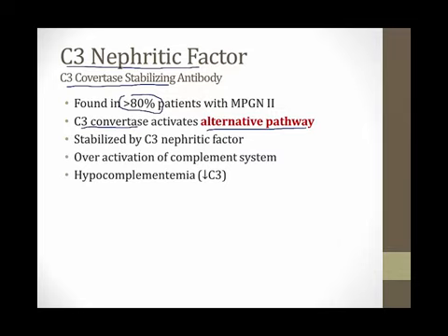Now, normally C3 convertase is not very stable. However, in patients with MPGN type 2, they have an antibody called the C3 nephritic factor which stabilizes C3 convertase. This leads to overactivation of the complement system, and that is believed to be the pathophysiology of MPGN type 2 or dense deposit disease. This also leads to consumption of complement proteins, and therefore, if you test the complement system, you will find evidence of hypocomplementemia. This is because of reduced levels of C3 in the serum as a result of overactivation of the complement system.